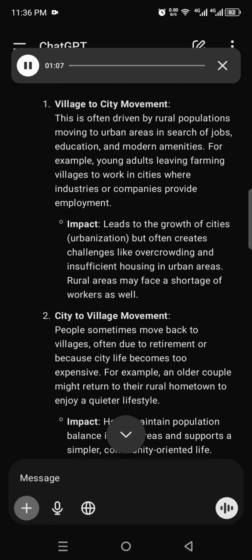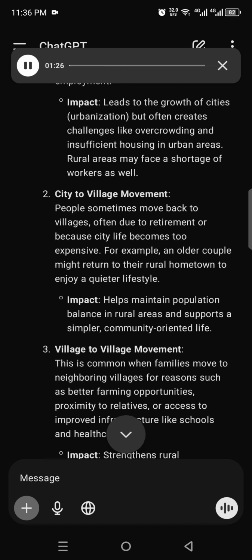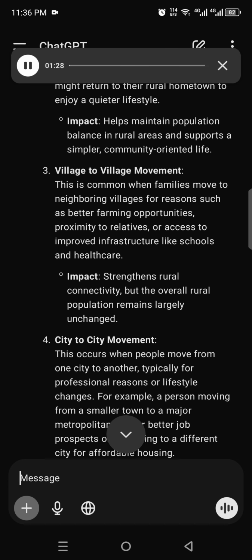2. City to village movement. People sometimes move back to villages, often due to retirement or because city life becomes too expensive. For example, an older couple might return to their rural hometown to enjoy a quieter lifestyle. Impact: helps maintain population balance in rural areas and supports a simpler, community-oriented life.